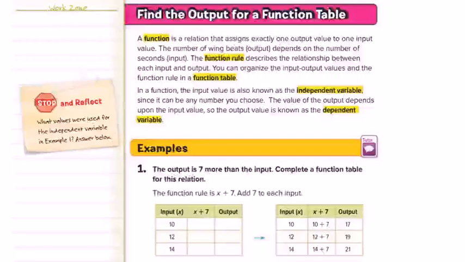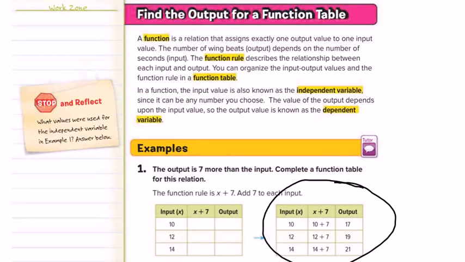So with the input being 10, 12, and 14, and my function rule being that it's 7 more than the input, or x plus 7, you can see here that we can plug the values in. 10 plus 7 will give me an output of 17. If my input is 12, I do 12 plus 7 and get an output of 19. If my input is 14, I do 14 plus 7 and get an output of 21.